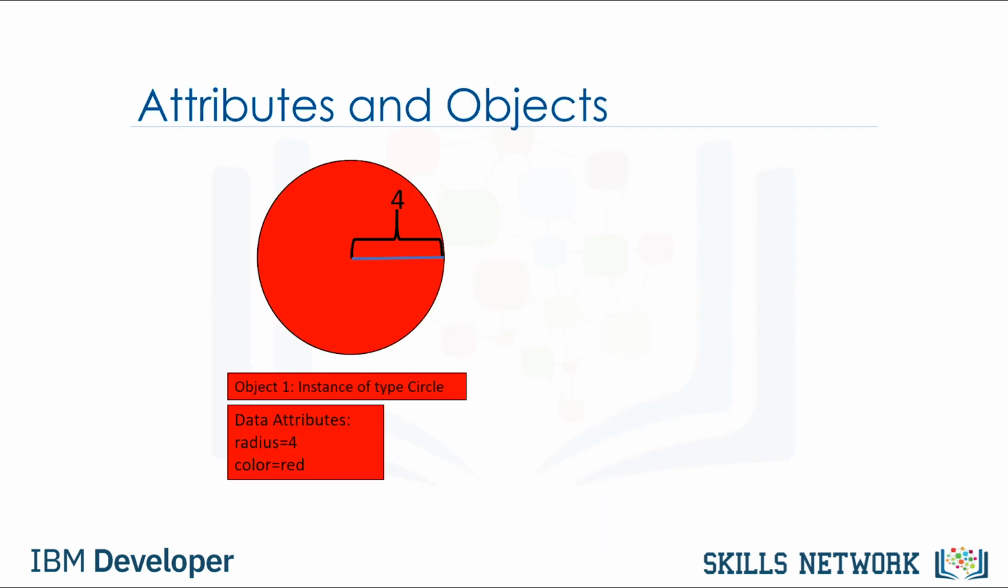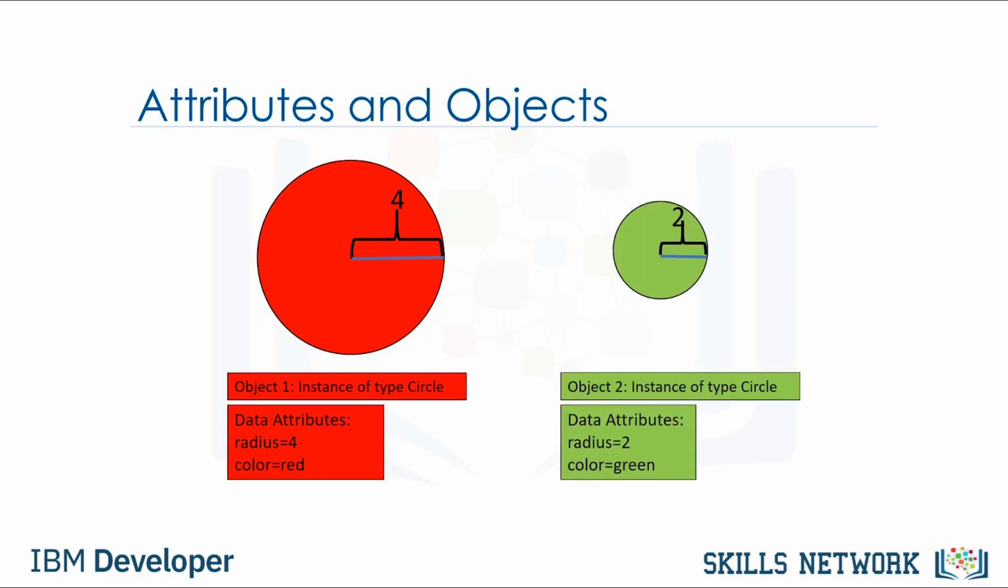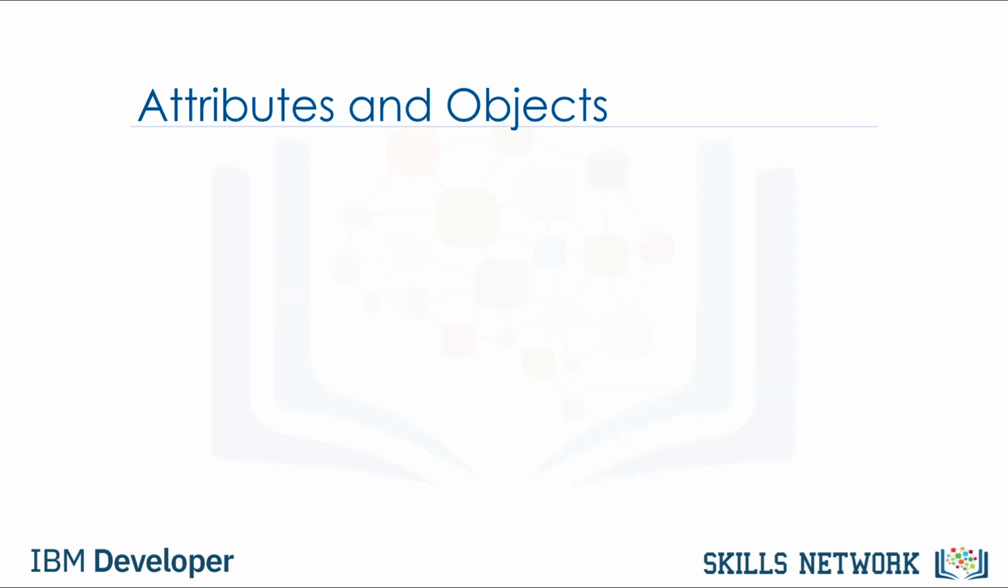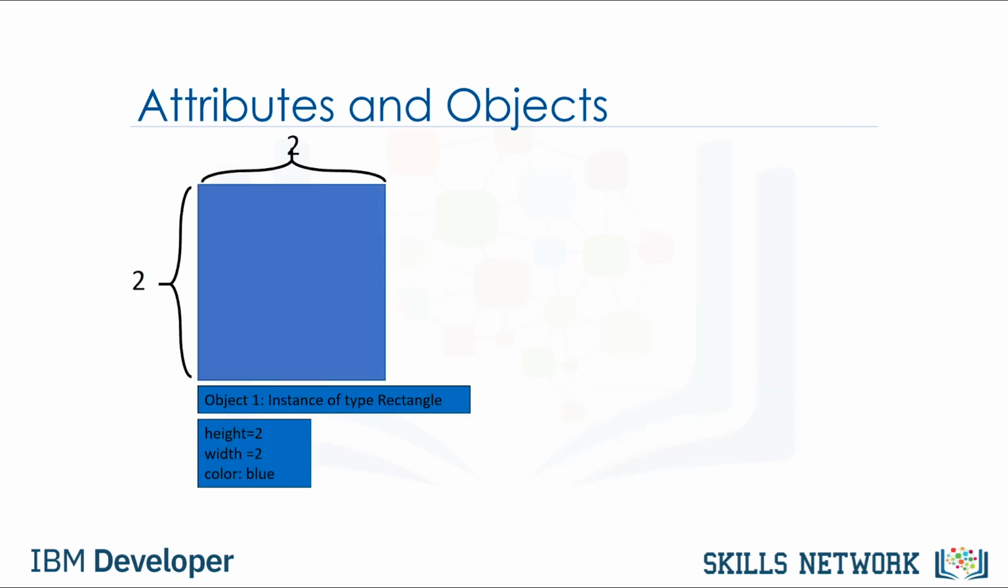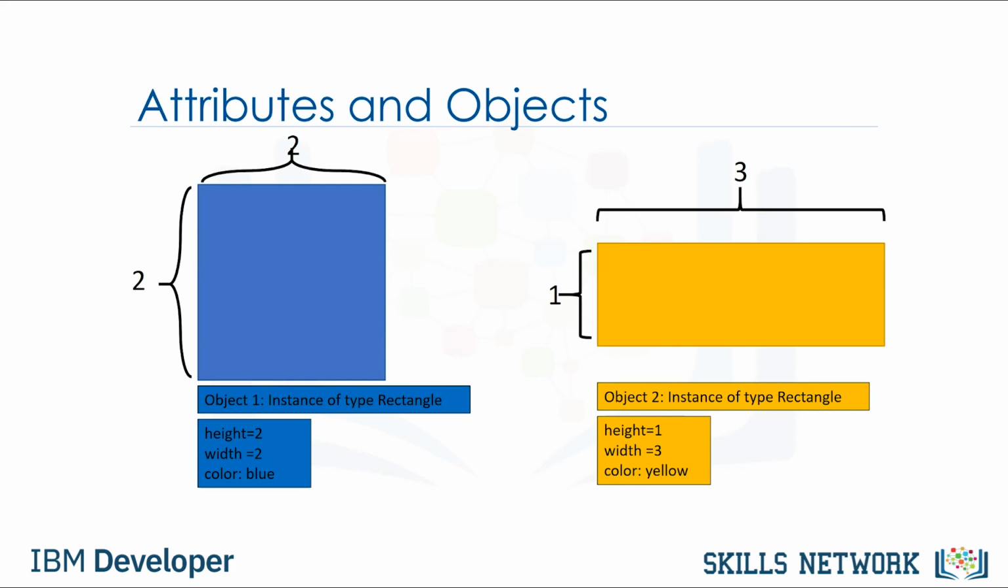We can create an object that is an instance of type circle. The color data attribute is red, and the data attribute radius is 4. We can also create a second object that is an instance of type circle. In this case, the color data attribute is green, and the data attribute radius is 2. We can also create an object that is an instance of type rectangle. The color data attribute is blue, and the data attributes height and width are 2. The second object is also an instance of type rectangle. In this case, the color data attribute is yellow, and the height is 1, and the width is 3.